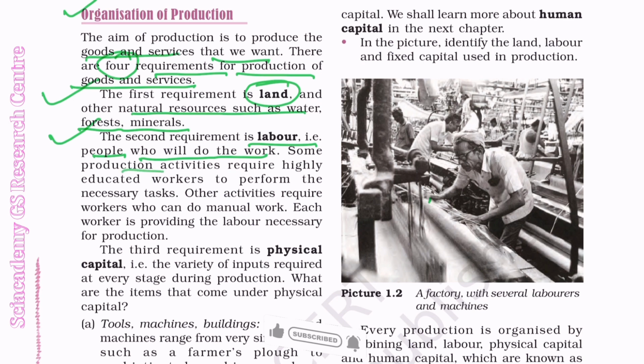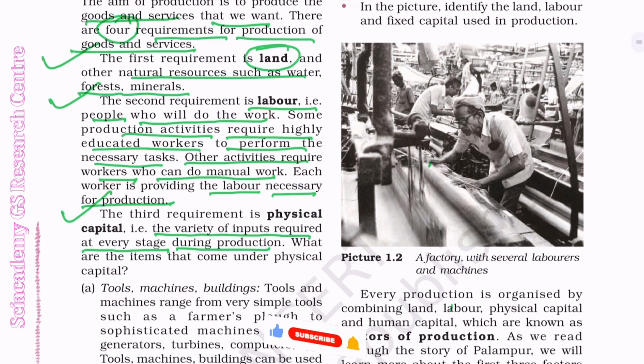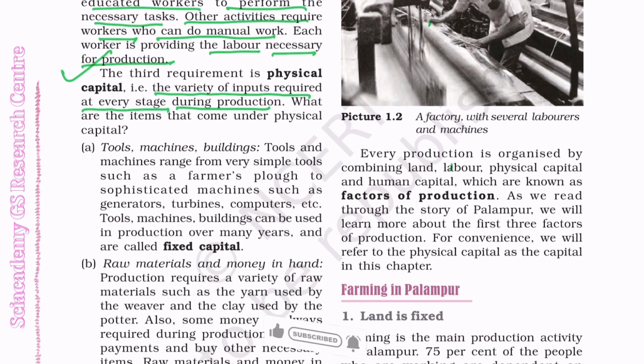Some production activities require highly educated workers to perform the necessary tasks. Other activities require workers who can do manual work. Each worker is providing the labor necessary for production. The third requirement is physical capital, that is, the variety of inputs required at every stage during production. What are the items that come under physical capital?